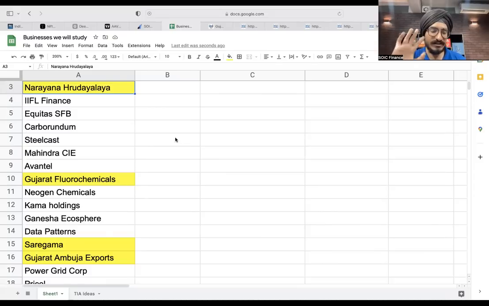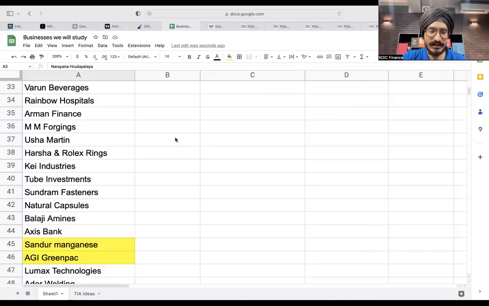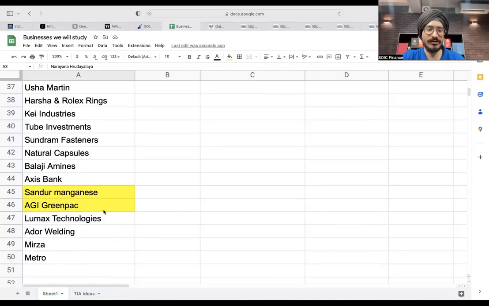So these are the three businesses we will take in the next round of learnings: Sandur Manganese, AGI Greenpac and Narayana Hrudayalaya. Recently Mirza is also demerging, so we have to track that too, because in the footwear business only two businesses have shown growth: Mirza and Metro. Others like Relaxo and Bata, you've seen the results. Where there is obvious fundamental strength in results, we will study those businesses. So one is Mirza, second is Metro Brands, then Sandur Manganese and AGI Greenpac. These four businesses you can study.